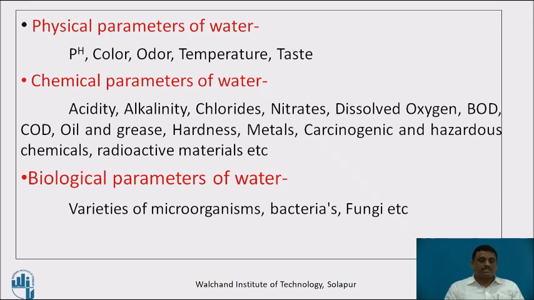And the third type is known as the biological parameters of water, which mainly include a variety of microorganisms, bacteria, fungi, etc. Now, why does water become contaminated with microorganisms, bacteria, fungi, etc.? What is the reason behind that? The reason is that the water contains a substantial quantity of organic waste, such as oil, grease, cellulose, carbohydrates, proteins, fat, etc. Such waste will act as food for microorganisms, and in such circumstances, inside that particular water, several colonies of microorganisms grow tremendously. So these are the physical, chemical and biological parameters of water.